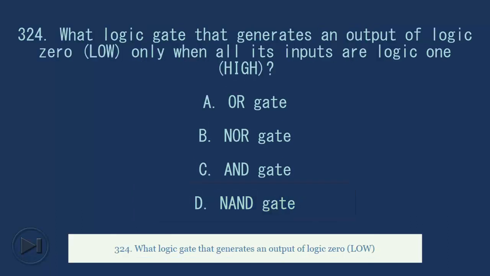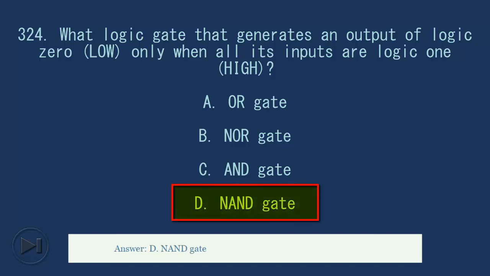324. What logic gate that generates an output of logic 0, low, only when all its inputs are logic 1, high? A. OR gate. B. NOR gate. C. AND gate. D. NAND gate. Answer, D. NAND gate.